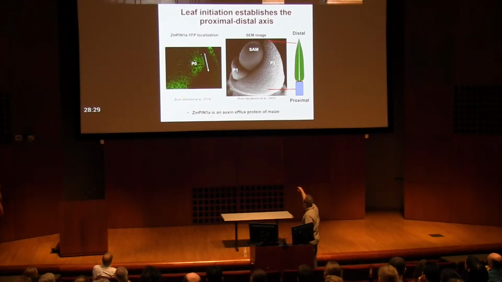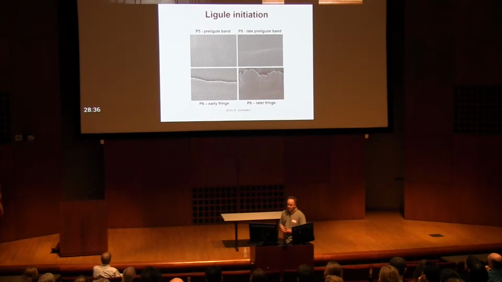Okay. This just shows that with PIN1, we can infer the direction of transport of auxin at the site of leaf initiation by looking at where these PIN proteins are localizing in the epidermis, and we think it's moving down towards where the leaf will initiate.